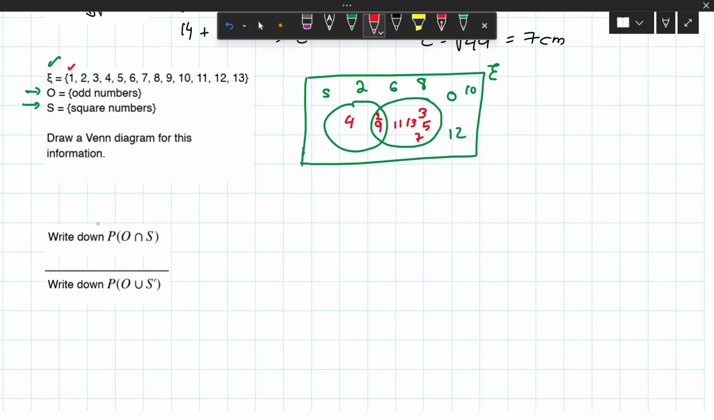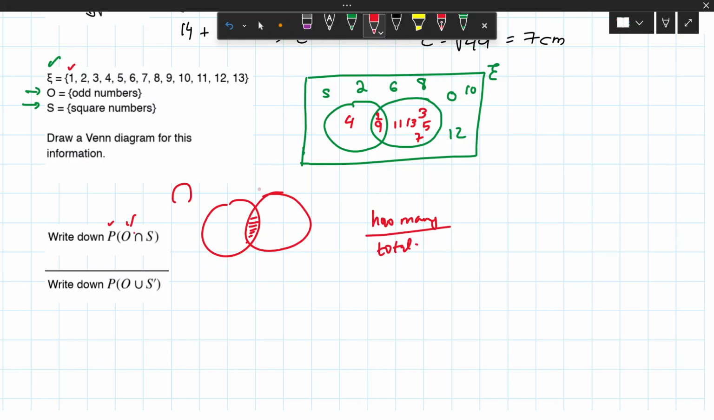Now connected to this, we need to write down the probability of O intersection S. So O intersection would mean the middle part of both of them. So we need to check. Again, we're doing probability. Probability is how many over total. So you ask yourself, how many are there in between O and S? As you can see, in between O and S, you have only two numbers, which are 1 and 9. So the answer for how many is 2.